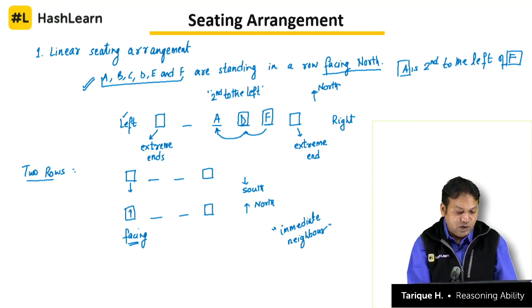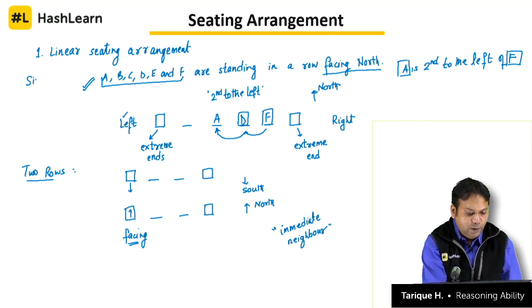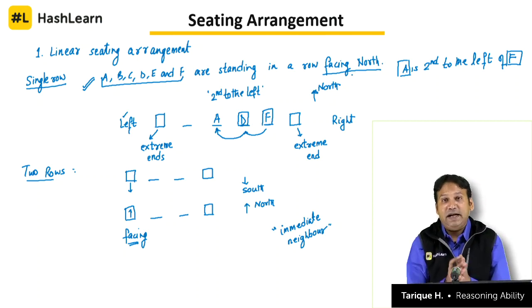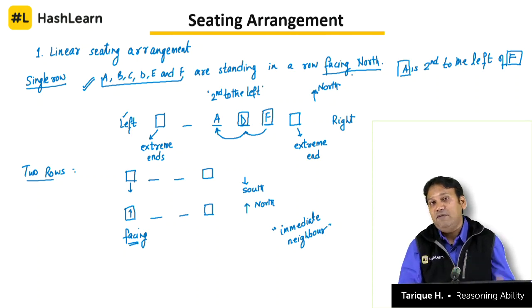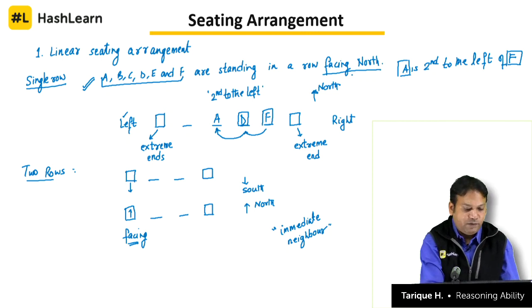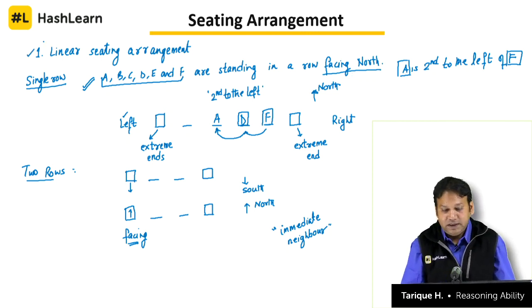And there are two scenarios. One is single row, where all the persons are just sitting in one row and all of them are facing north or south. North means that right will be towards east and left will be towards west, and if they are facing south, then it will reverse. Then right will be towards west and left will be towards east. So this is one type of question that you get in seating arrangement, single row or two rows.